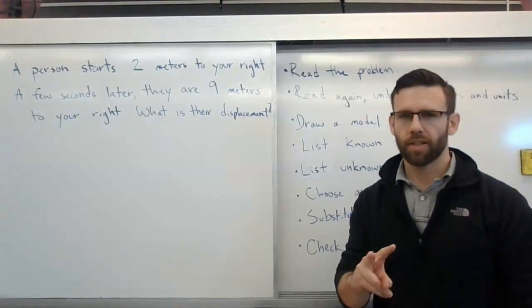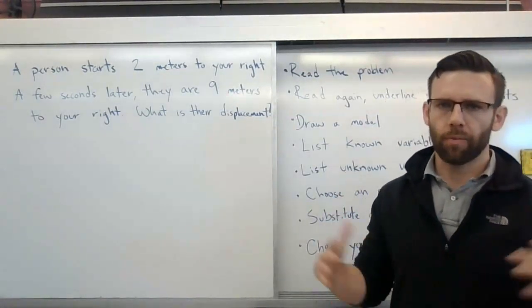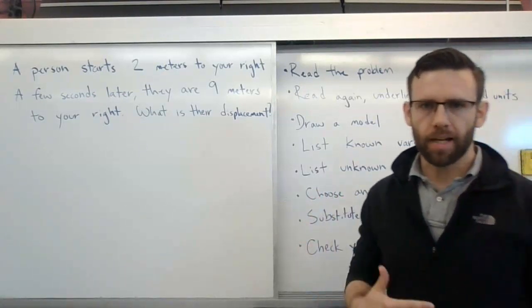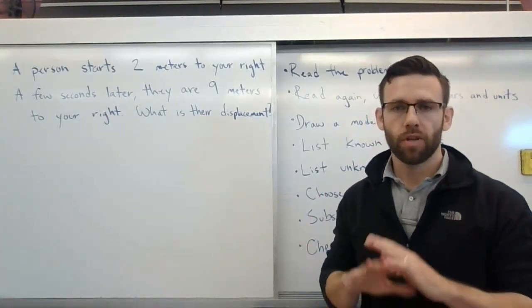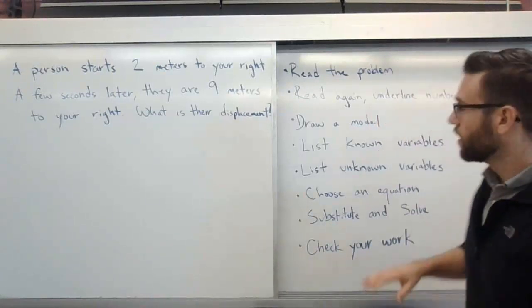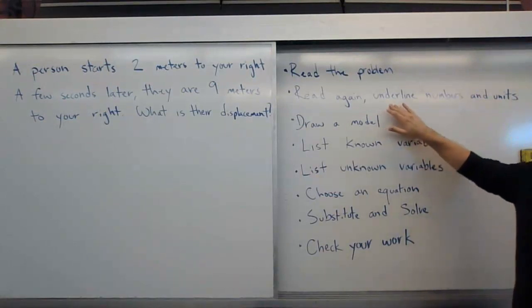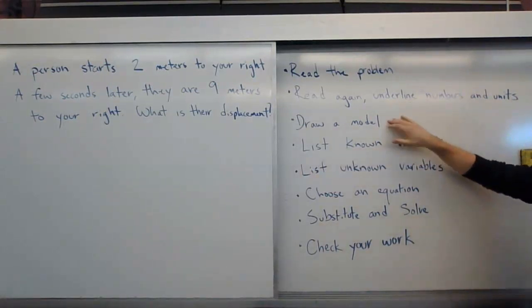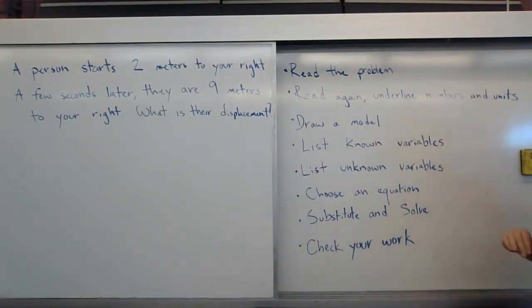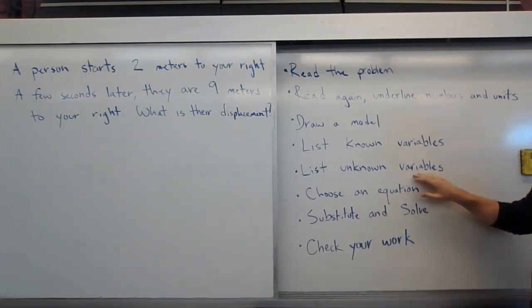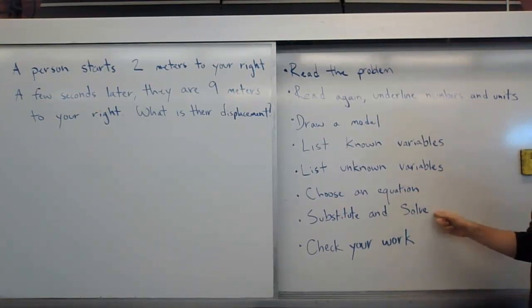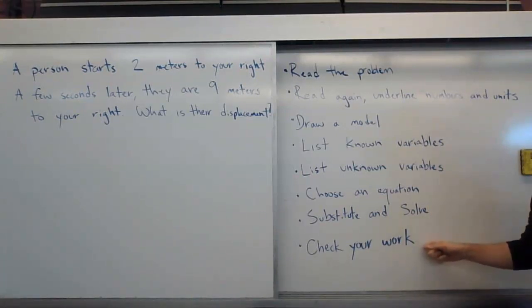Hi everyone, so this is the second video that I'm going to make related to the method that I want you to follow when you solve problems in my class. Again, a strategy I want you to use all year long. So, strategy is read the problem, read it again, and underline the numbers and the units, draw a model, list known variables, list the unknown variables, choose an equation to use that would help you find the unknown variables, substitute in your numbers and solve using some math, and then check your work. Make sure your answer makes sense.